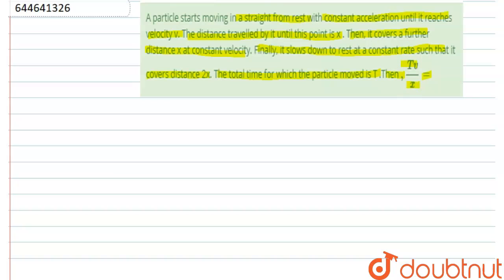So according to this question, the particle starts from rest, so we take the initial velocity equal to 0 at time t equal to 0. Then it covers a distance x, and the time is t equal to t1 and the velocity at this point is v. So from the first equation of motion, v is equal to u plus at. v is equal to 0, the initial velocity, plus a into t1. That means v is equal to at1.